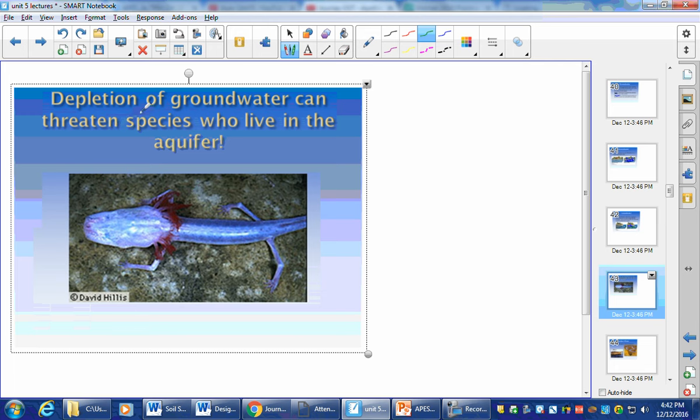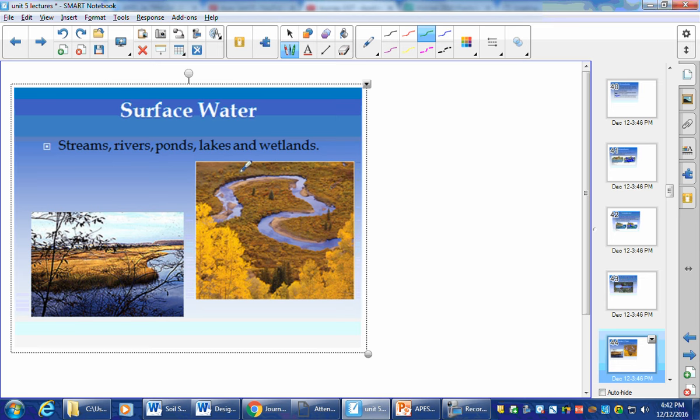Depletion of groundwater can threaten the species who live in the aquifer, or in the areas that are affected by cones of depression. So keep this in mind, human activities and controlling water, right? We need water to live, but if you don't take into account water levels and the types of biomes that exist with the amounts of water there, it can negatively affect species there. And we know that taking out even one species, if it happens to be a keystone, ends up having a cascade effect. Right, surface water: streams, rivers, ponds, lakes, and wetlands.